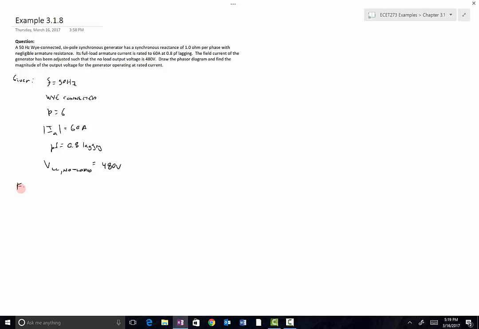We're asked to draw a phasor diagram. And we're asked to find the magnitude of the output voltage, which is a line-to-line voltage, under rated conditions.